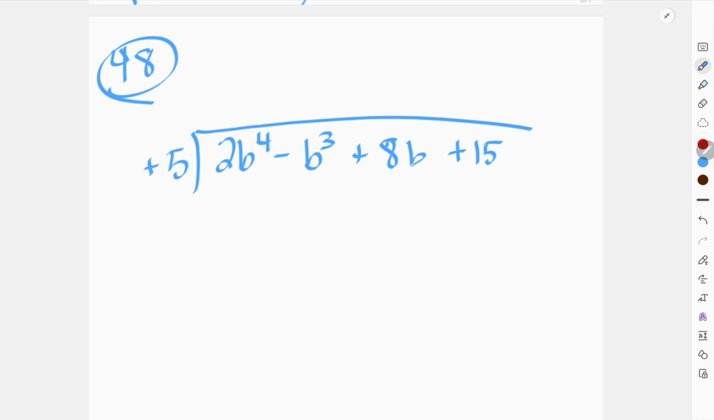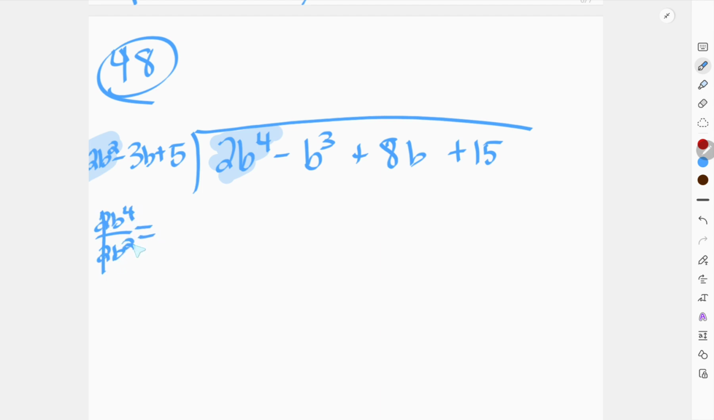Okay? I didn't give myself enough room. It's supposed to be 2b squared. Let's try again. 2b squared minus 3b plus 5. There we go. All right, so when you're dividing, what you want to do is look at your first term of each. So I have 2b to the fourth, and I have 2b squared. So 2b to the fourth, 2b squared. I'm going to divide them.